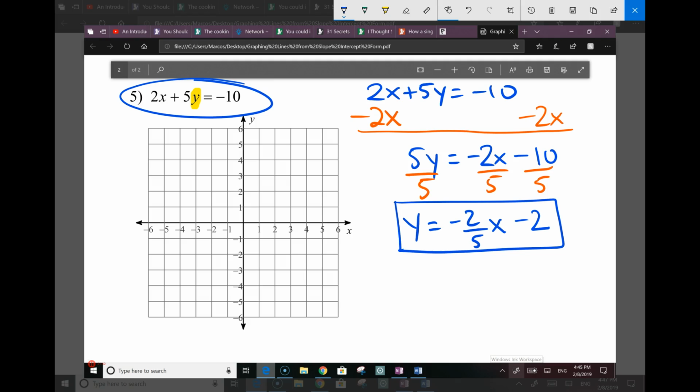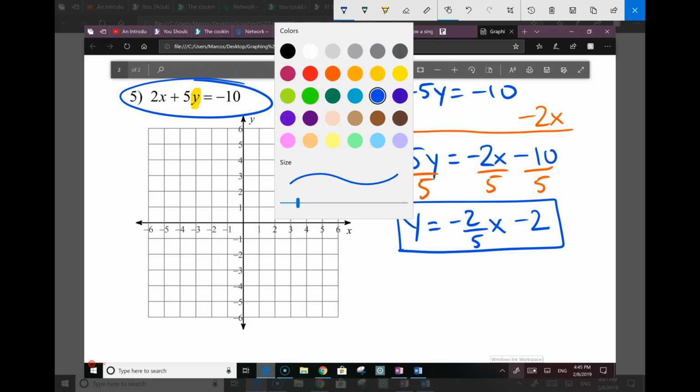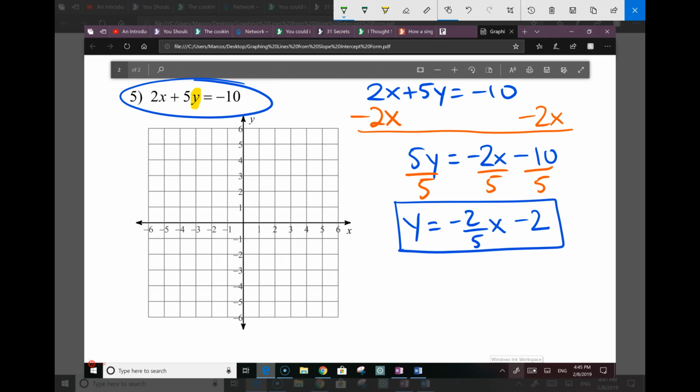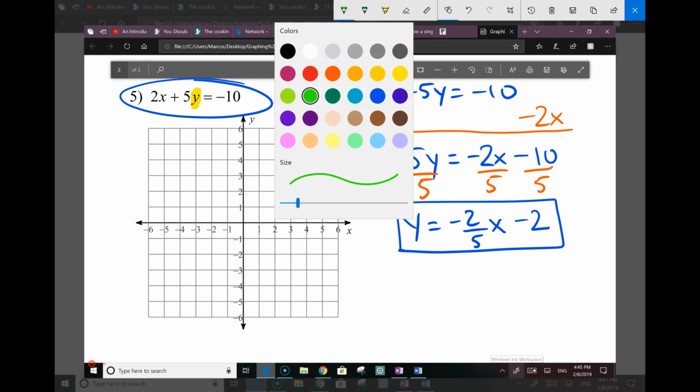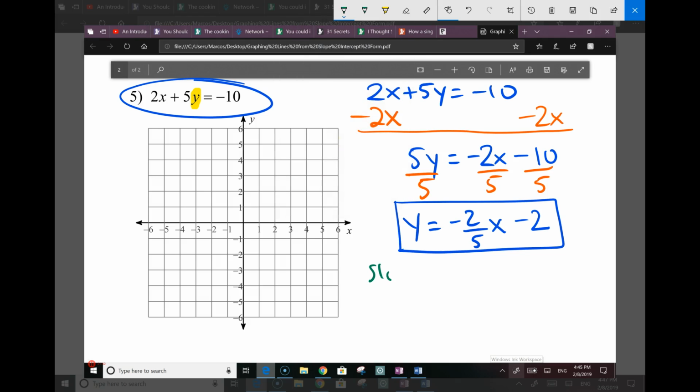And so, like before, I need to identify the most important things, which are the slope and the y-intercept. I'm going to switch my color here. So the slope is negative 2 over 5, and that would mean going down and right, or it could be 2 over negative 5, and that would mean going up and left. And I'm not sure which one I need to use until I actually plot my y-intercept. But I like having both there so I can decide later.